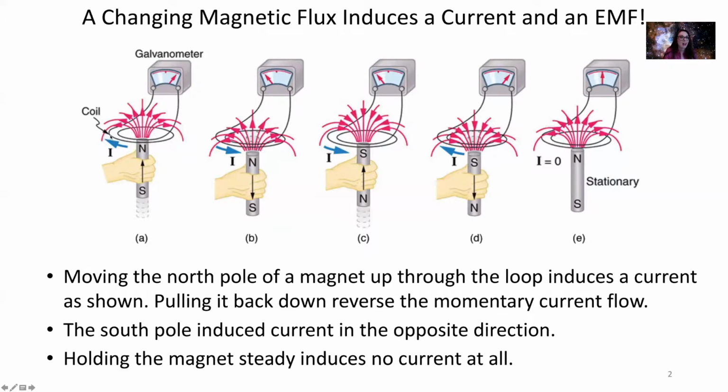And we can see that here with the different directions in the current depending on whether I was increasing the magnetic field through this loop or decreasing the magnetic field through this loop by moving the bar magnet toward or away from the loop.